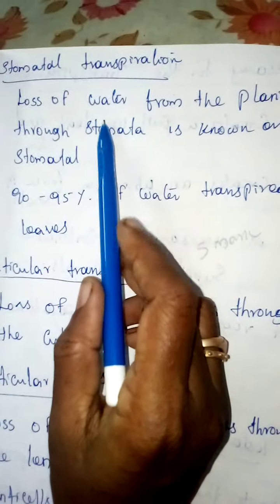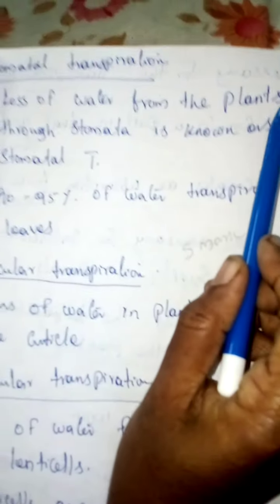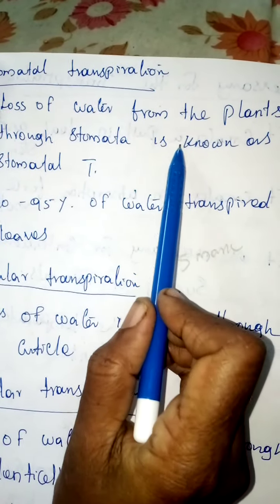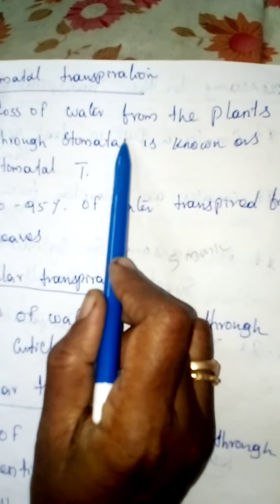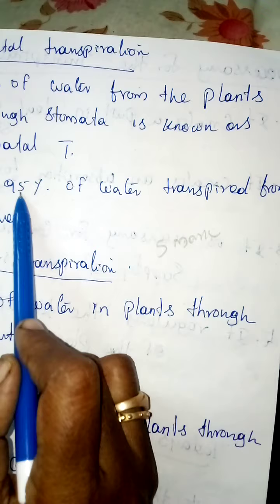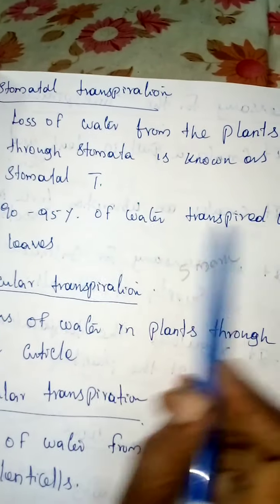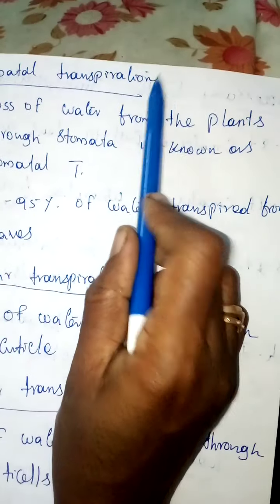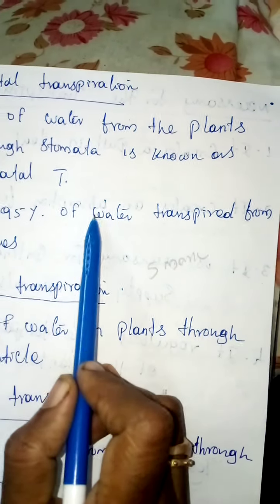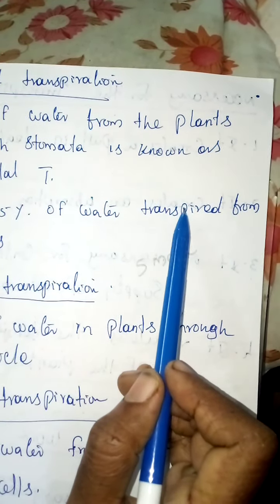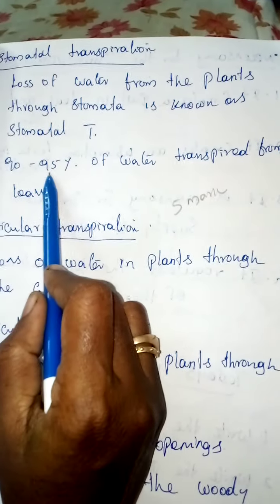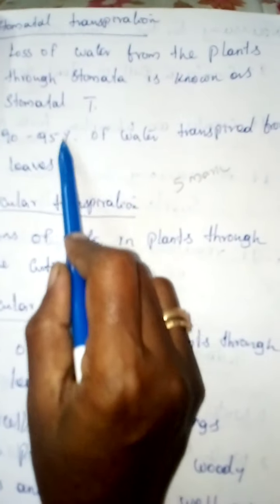First we will see stomatal transpiration. What is meant by stomatal transpiration? The loss of water from the plants through the stomata is known as stomatal transpiration. Otherwise, shortly we can say transpiration through the stomata is known as stomatal transpiration. Here 90 to 95% of water is transpired through stomatal transpiration, which takes place through the stomata.